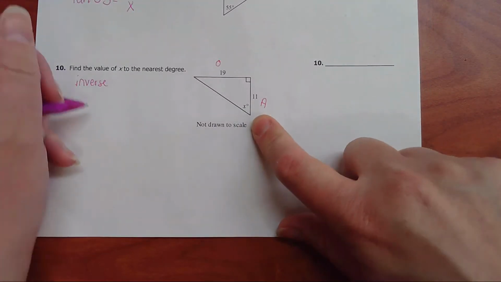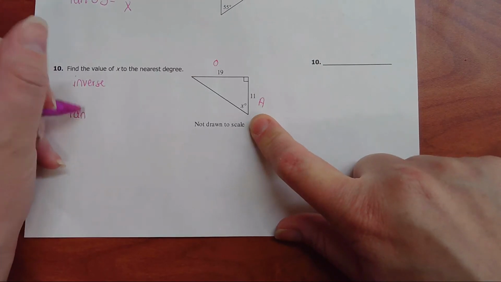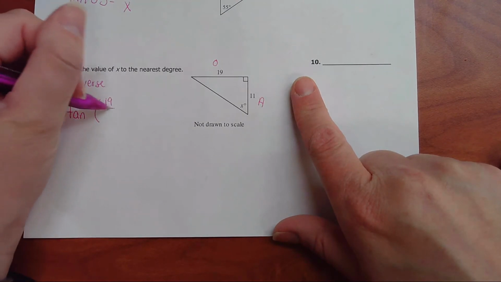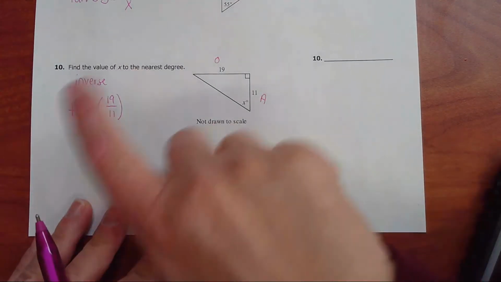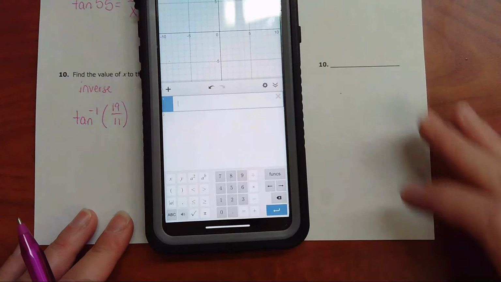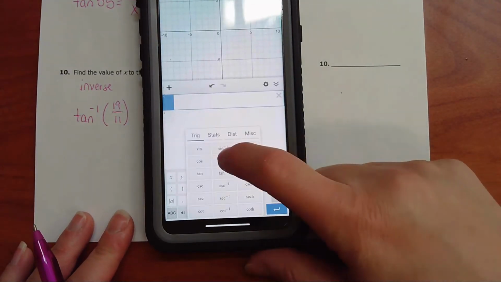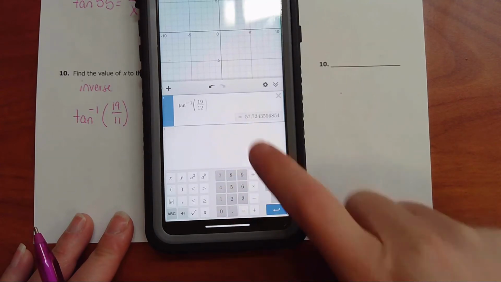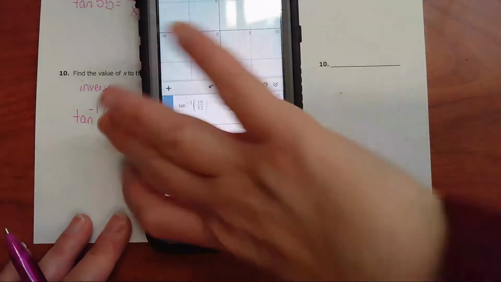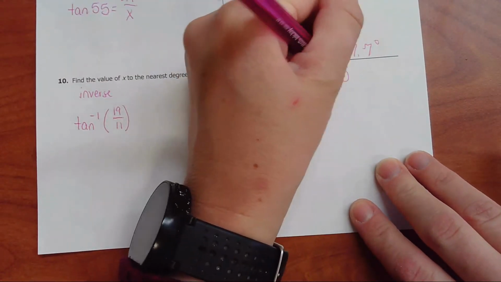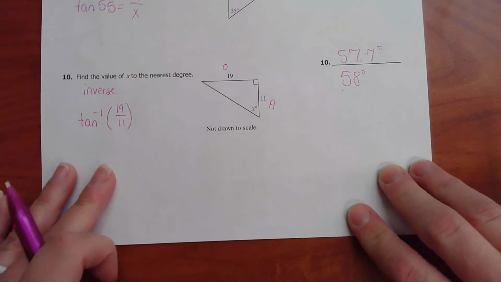So O and A mean I'm using tangent, but I'm going to use tangent inverse. And then it's O over A. So once again, I can't stress enough that I need to see that. So I bring this back up, and I need to go to function, tan -1, 19 divided by 11. And I get 57.7, which would be 58 degrees. So either one of those would be totally fine.